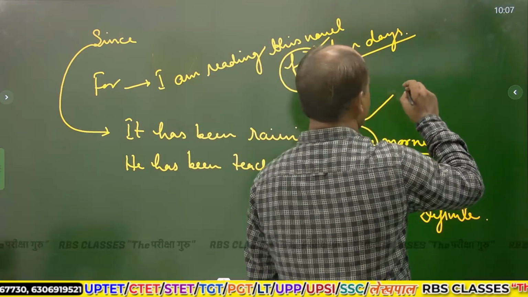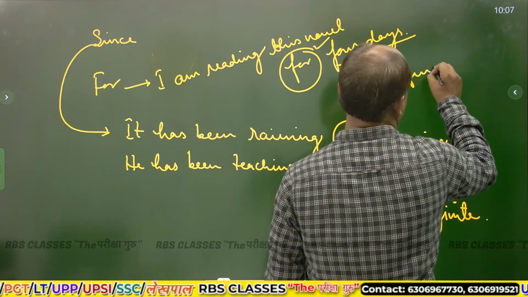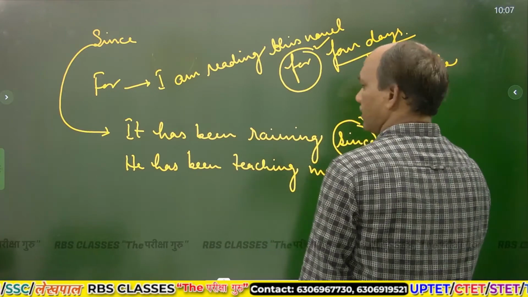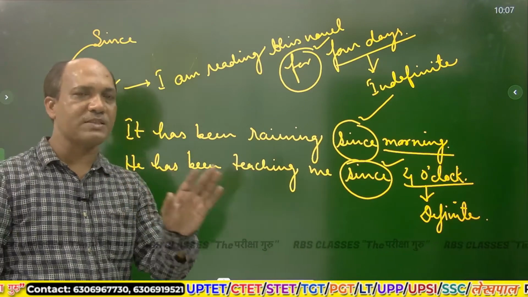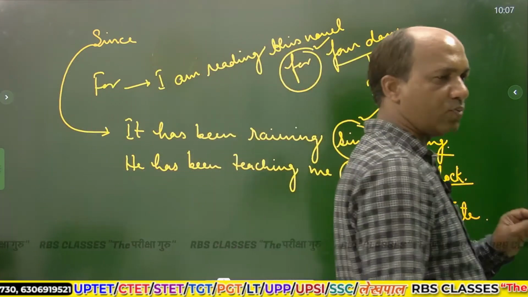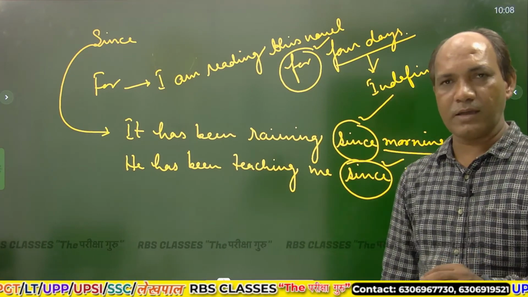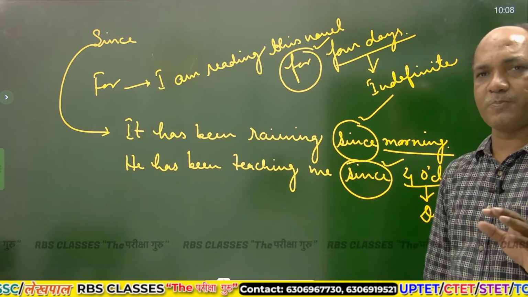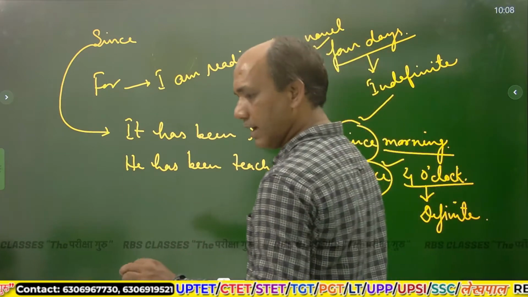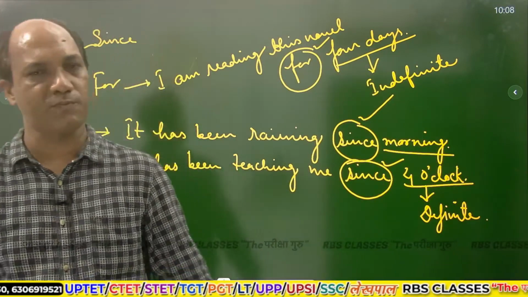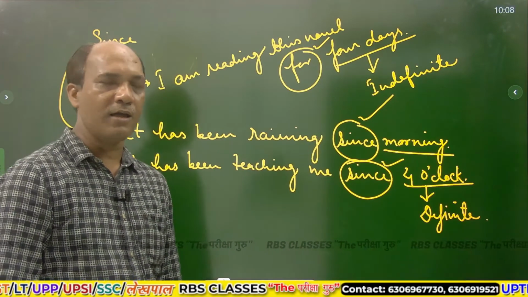Why? Because this 4 day is indefinite. This is an indefinite time because which 4 days nobody knows. किसी को नहीं पता है कि कौन से 4 दिन. And that is why here for is used. Okay? When the time is specified, time is particularized, time is individualized, you have to use since, otherwise you have to use for. Okay? For का यूज आपको करना पड़ जाएगा.